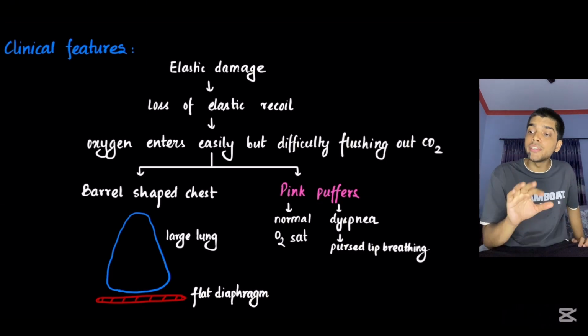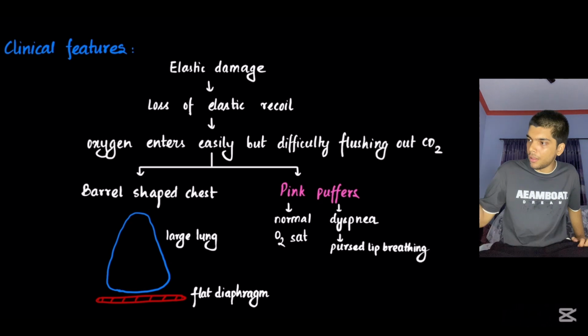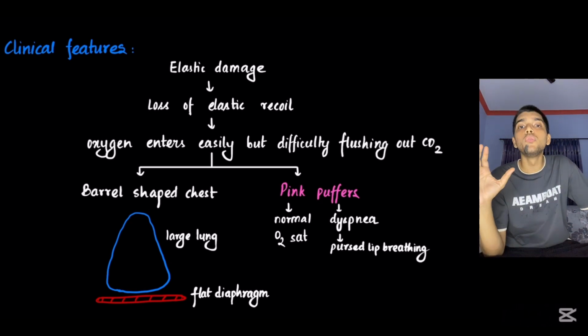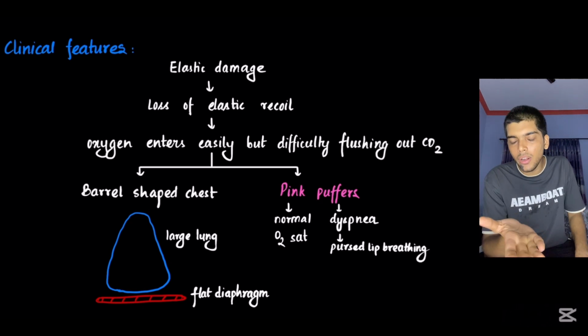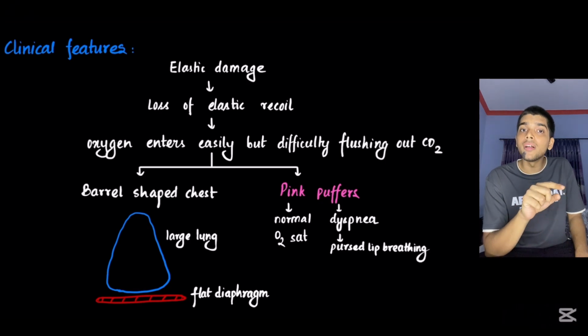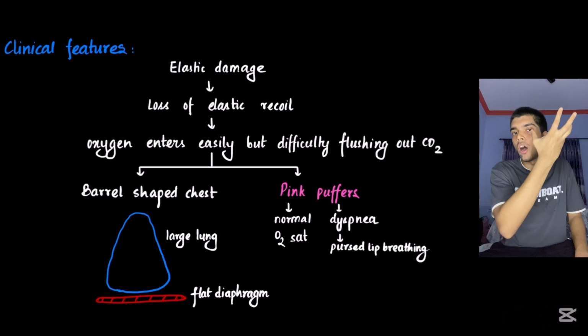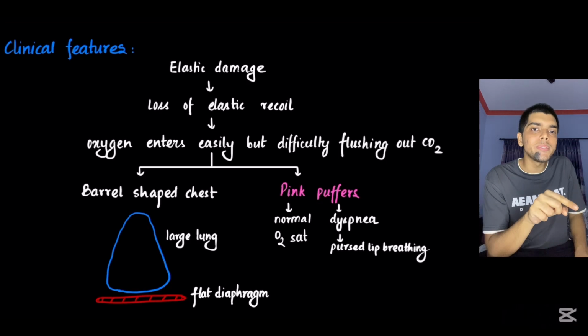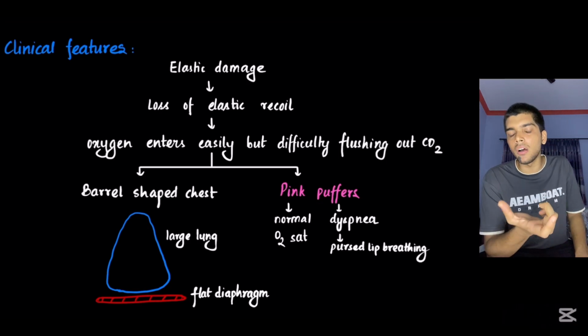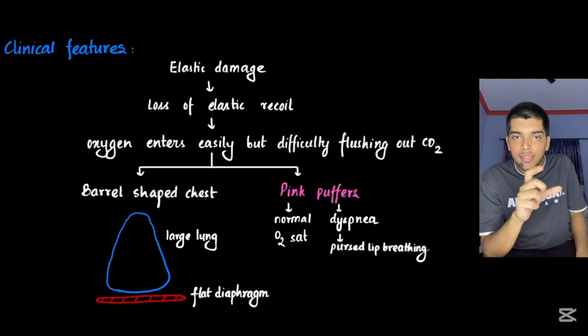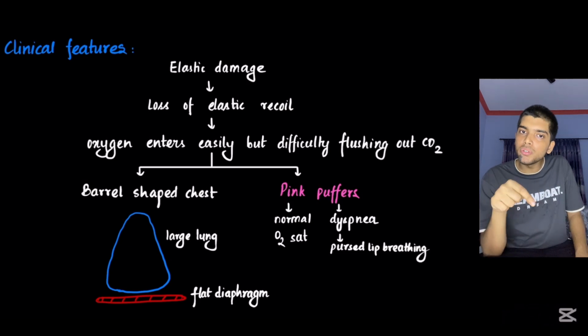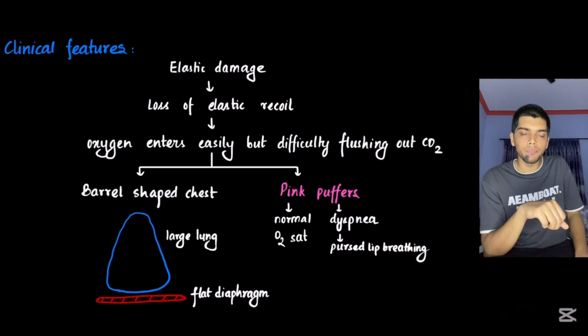Most common histologically is irregular. Smoking causes centri acinar, affects the upper lobe. Alpha-1 antitrypsin deficiency causes pan acinar, affects the lower lobe. Then spontaneous pneumothorax is associated with distal acinar.